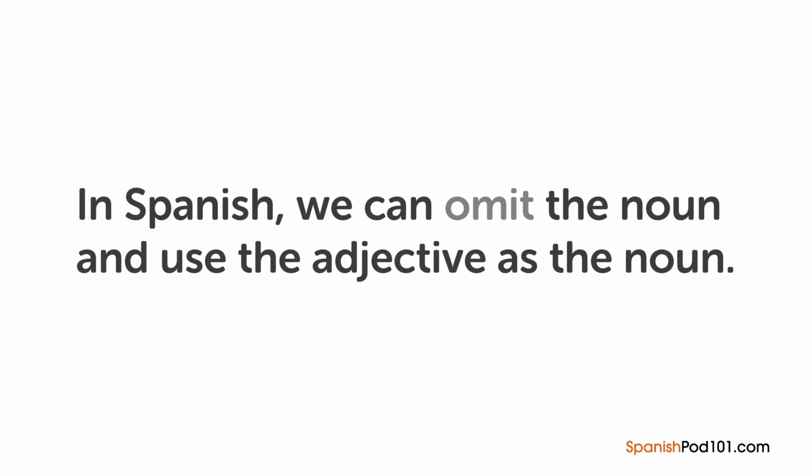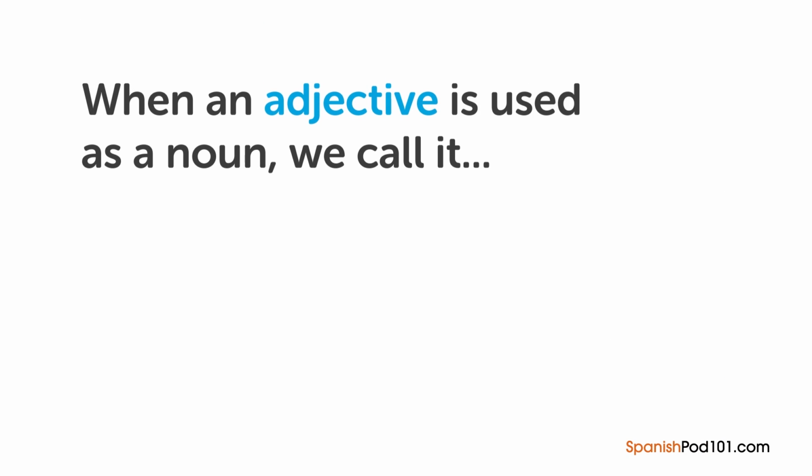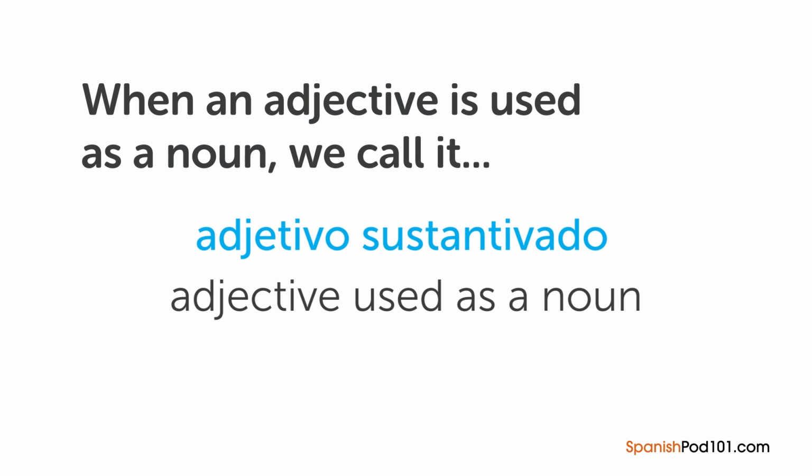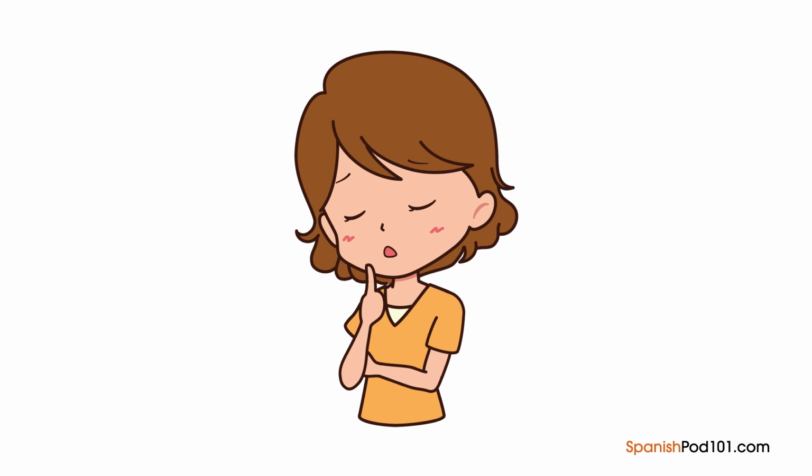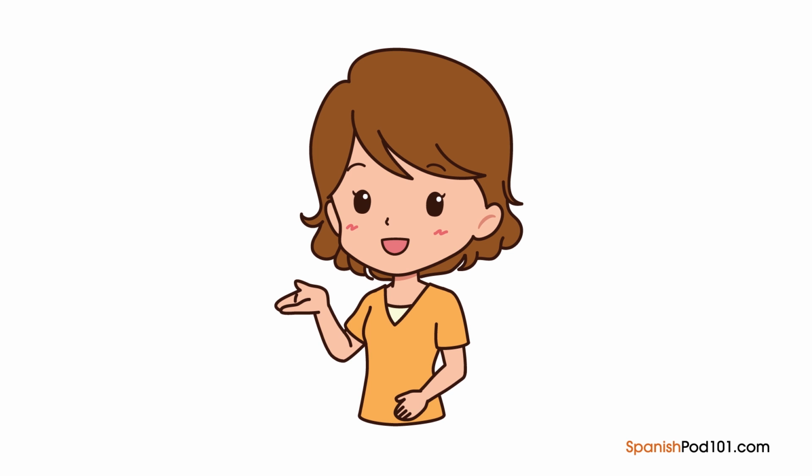The question for this lesson is: how do you use adjectives as nouns in Spanish? In Spanish, we can omit the noun and use the adjective as the noun. When an adjective is used as a noun, we call it adjetivo sustantivado, which means adjective used as a noun. Does that sound confusing? Let's go through some examples.